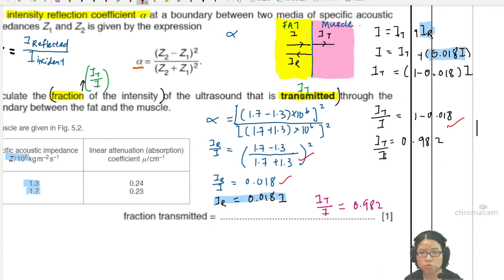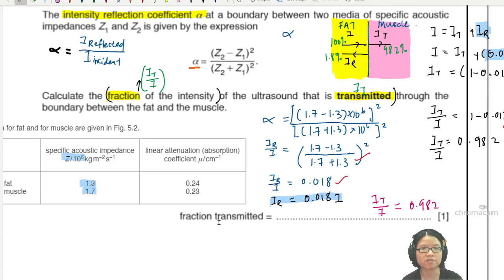So if you cannot understand why it is 1 minus, then you just take a bit of time to draw out the picture. We have incident 1, transmitted 98.2% because we reflected only 1.8%. This is what the numbers mean. I read for you. Incident 100%, transmitted 98.2%, reflected 1.8%. So this is what these numbers mean, and this is what the value of alpha brings to us.